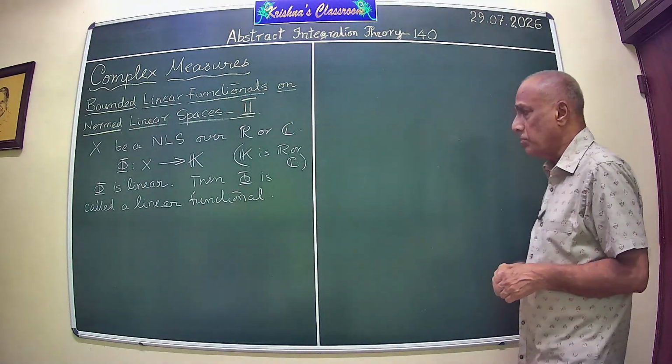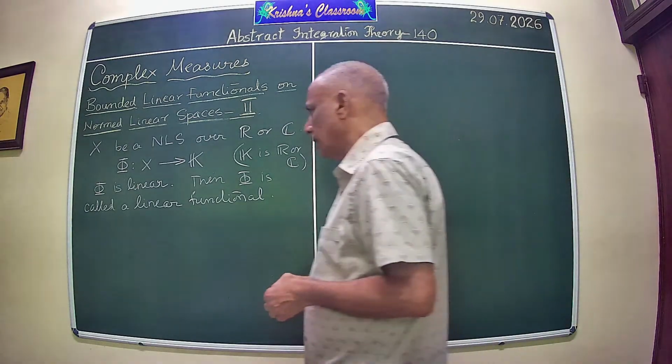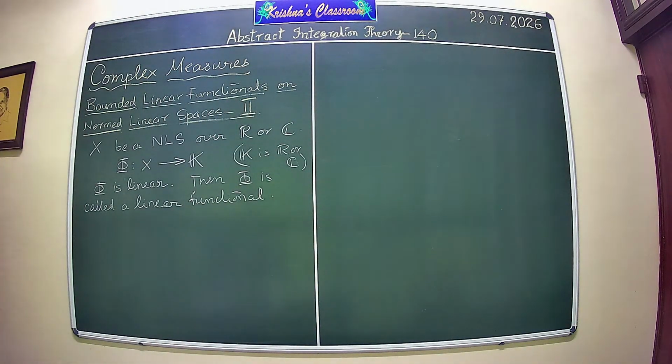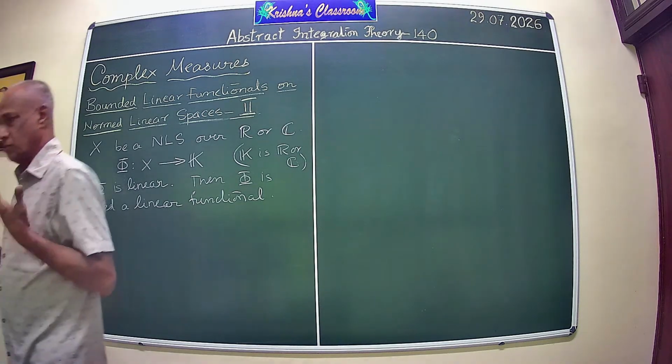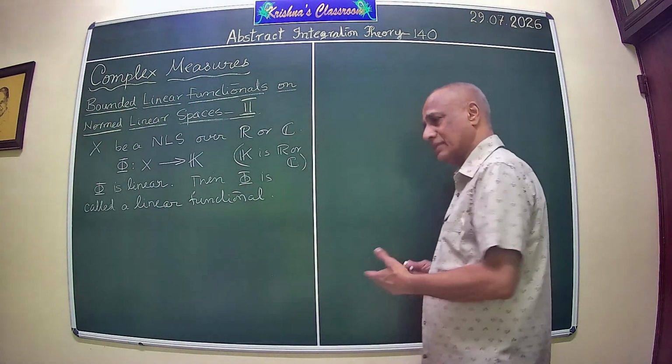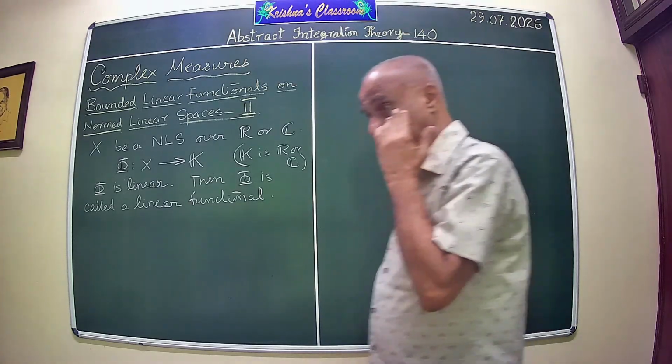Now we are not assuming that X is finite dimensional. Therefore, we require some topology to work with on that. As I was explaining last time, this is essential when you go to infinite dimensional spaces.